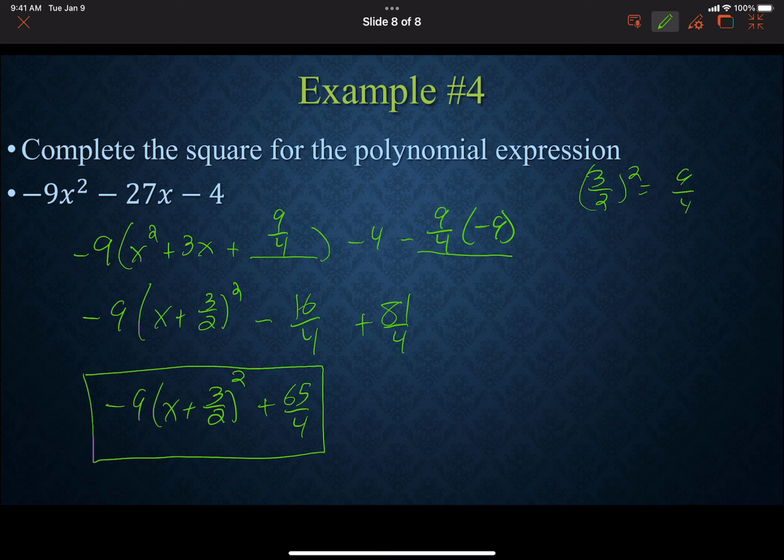The whole goal is whatever we're creating right here, if I were to, not that I would want to, but even if I were to FOIL the x plus 3/2 squared expression, distribute that with negative 9, combine that with 65/4, I better get back to negative 9x squared minus 27x minus 4. And the only way I can do that is if I follow this exact process. The number I'm adding in, half the middle term squared, the 9/4, has to balance as a negative 9/4 on the outside, multiplying with the negative 9 that was factored away from the expression anyway.